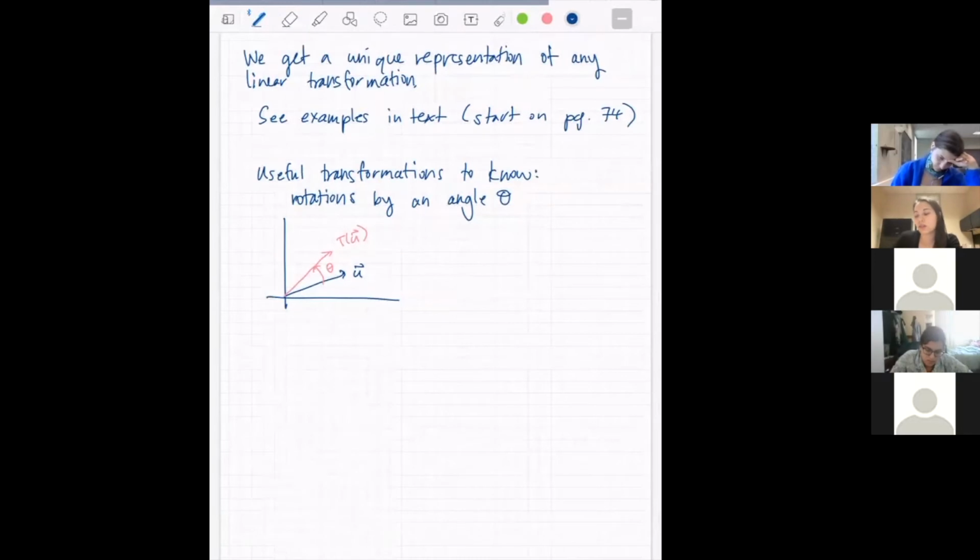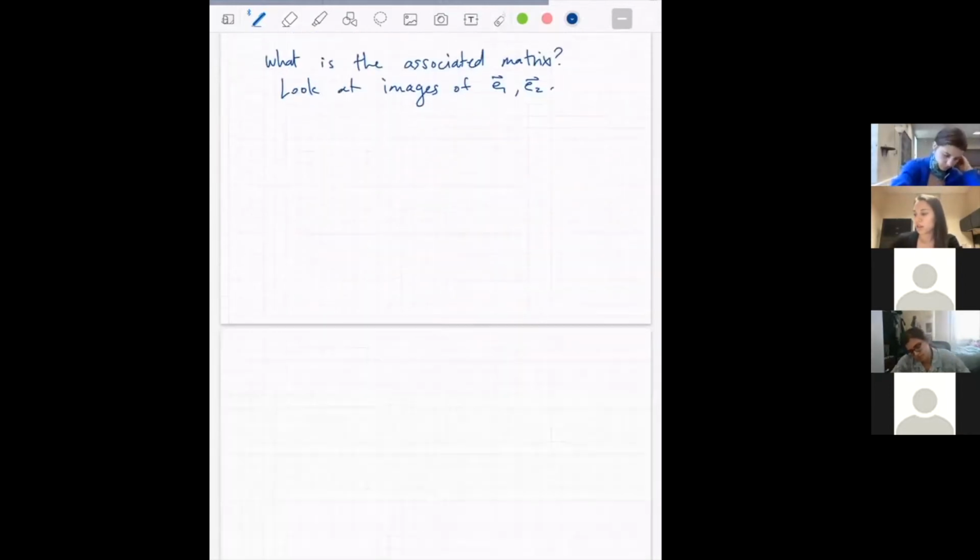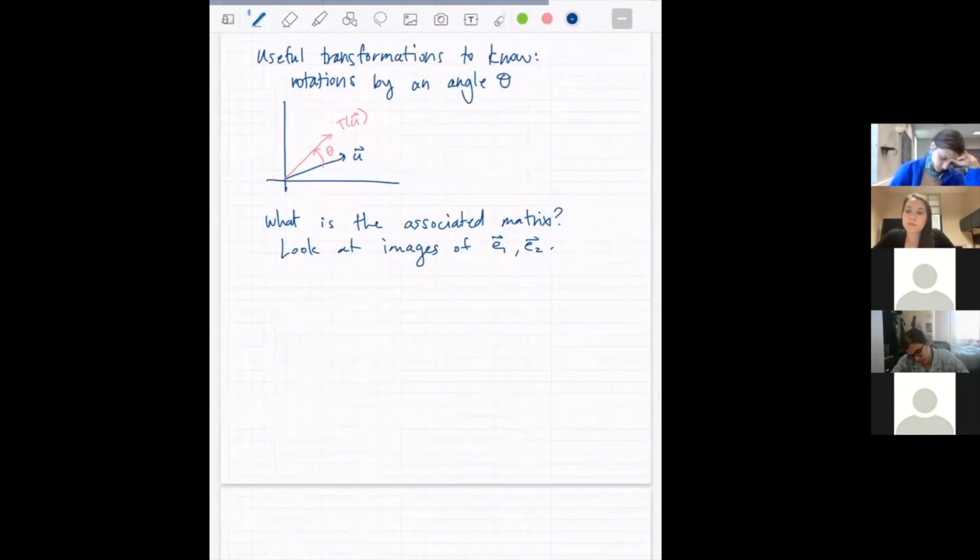So if we want to figure out what the associated matrix is, right, find our unique matrix representation, we look at the images of E1 and E2, right? And once we have those, we just stick them in a matrix, and that is our associated matrix for that linear transformation, right? So you take the identity matrix and see where each of its columns go under a linear transformation.